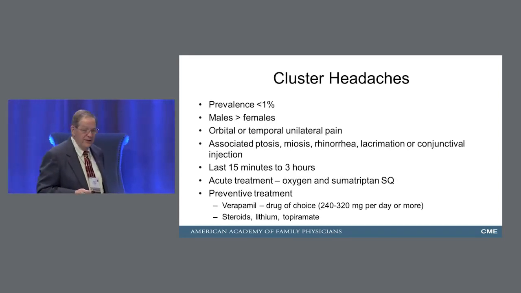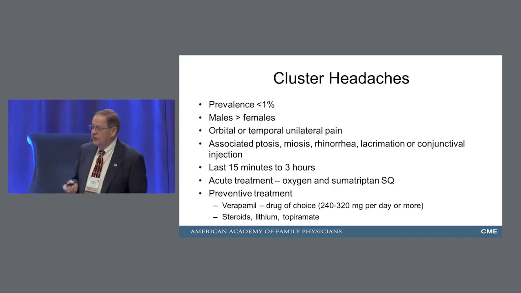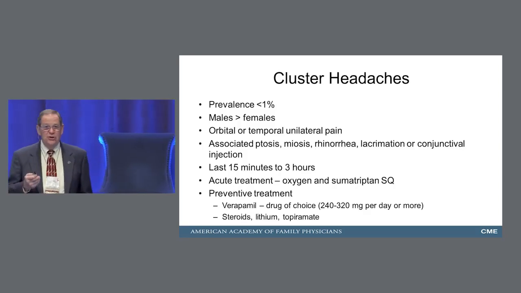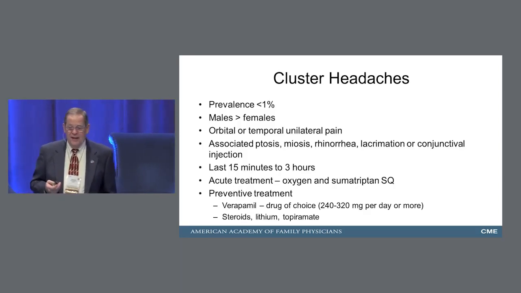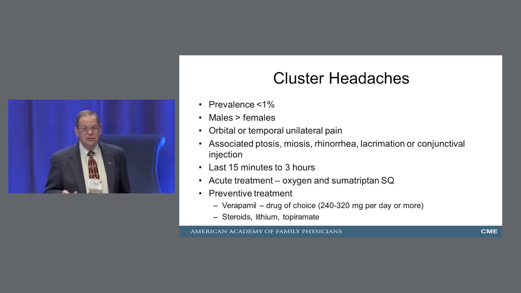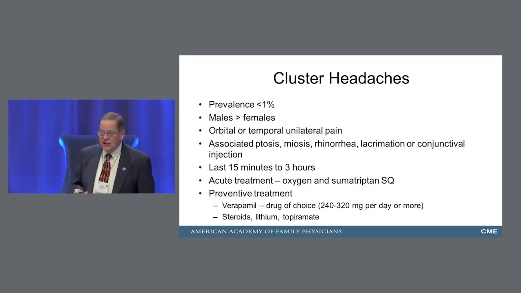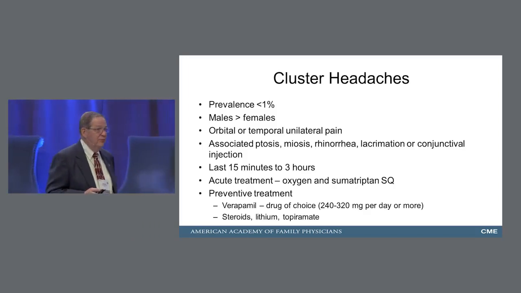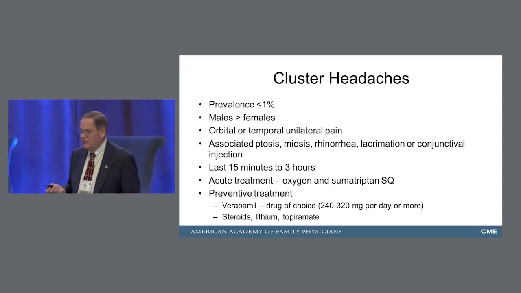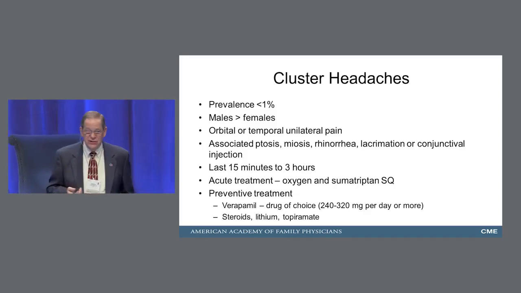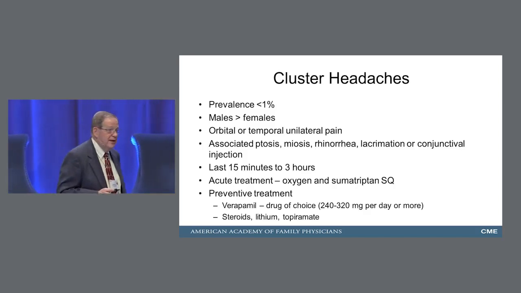More common in males than females. It usually has orbital or temporal headache pain, unilateral, and it's associated with either ptosis, meiosis, rhinorrhea, lacrimation, or conjunctival injection, the autonomic symptoms. The headaches can last anywhere from 15 minutes to 3 hours approximately. And the best treatment acutely for this is oxygen and sumatriptan.